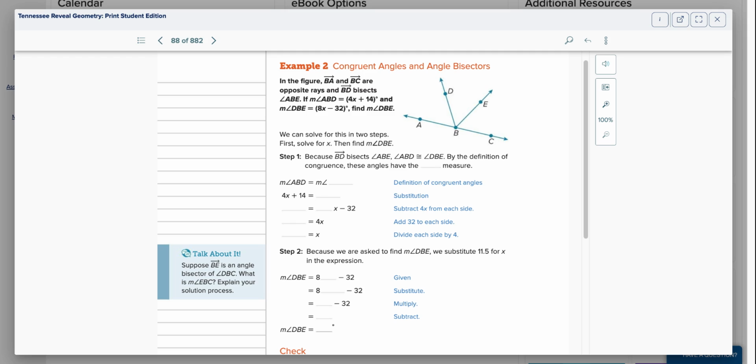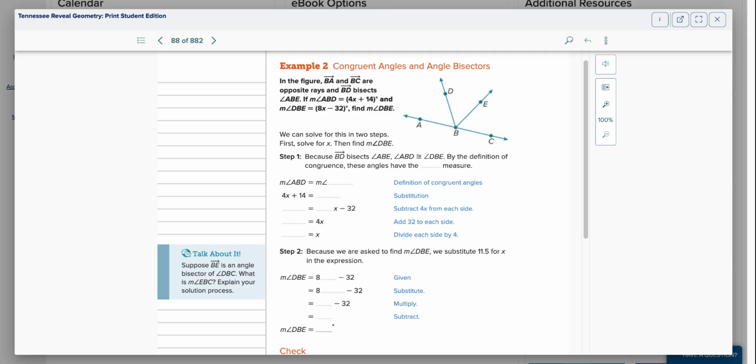All right, so DBE, that would be the 8x minus 32 according to the directions. So instead of 8 times x minus 32, I'm going to plug in my 11.5. I'm not sure why I did that double, but that's fine. So I'm going to multiply 8 times 11.5 and then subtract 32. 8 times 11.5 is going to be 92.